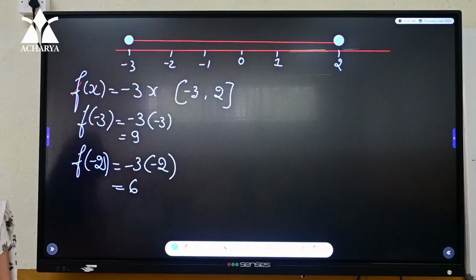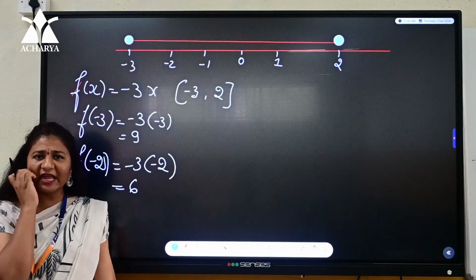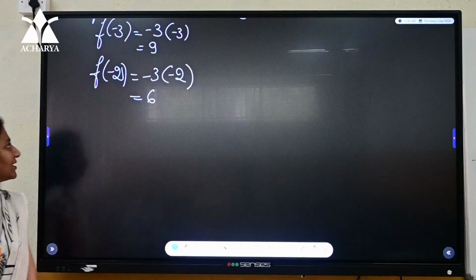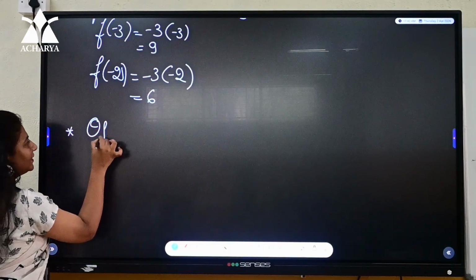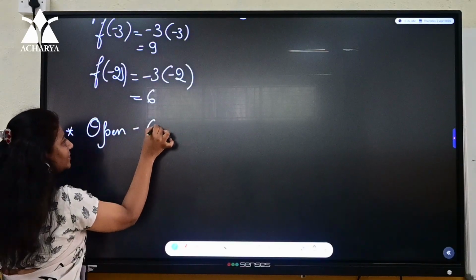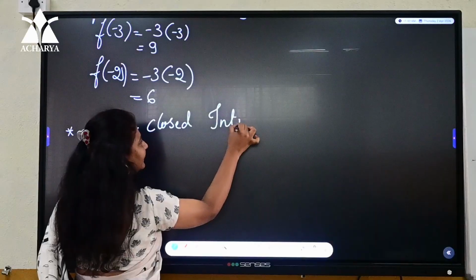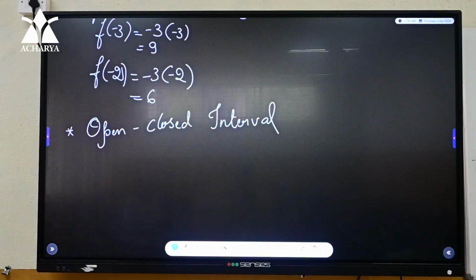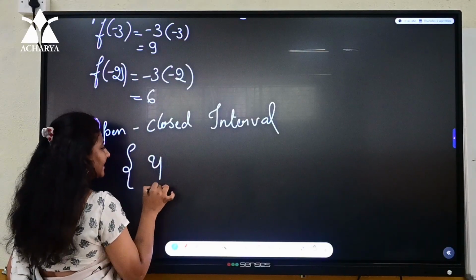Next, the last two parts are open-closed and closed-open. Same thing, same mathematical values. So here what happens? The condition again will change. The third part is the open-closed interval. Observe the condition here. So open and closed are both there. So what is the condition?